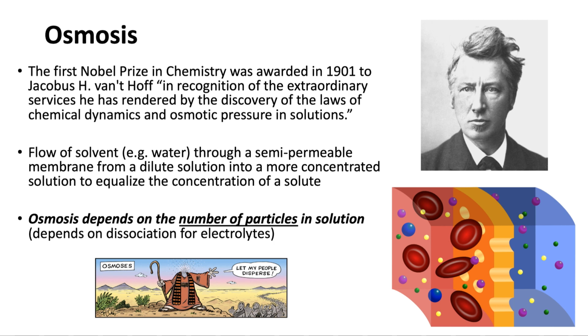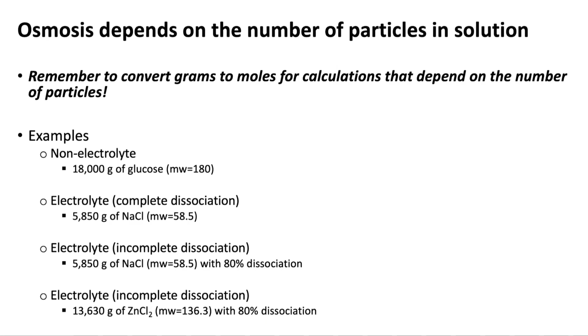And that depends on the dissociation of electrolytes, especially in biology, since we have a lot of sodium chloride, potassium chloride, magnesium sulfate, things like that. They will break down into their components, ions, and therefore the number of particles that these molecules produce is the main driving force of osmosis. So let's keep that in mind and do some practice here.